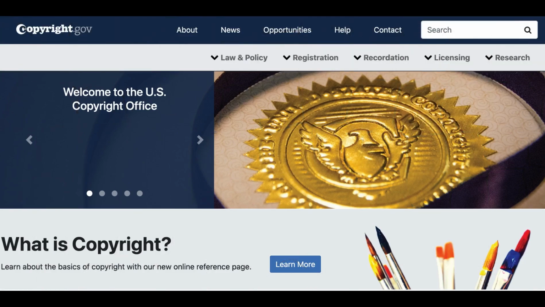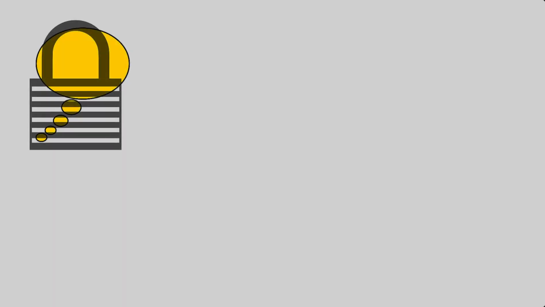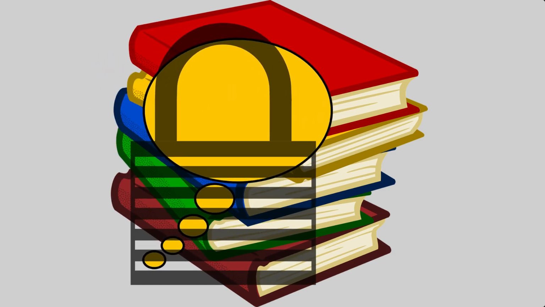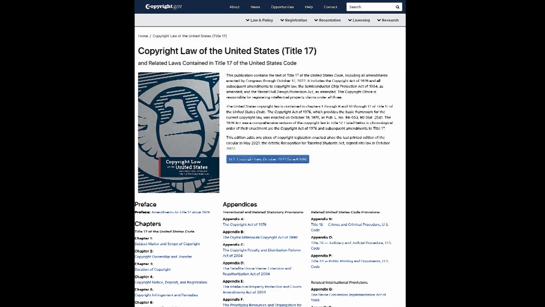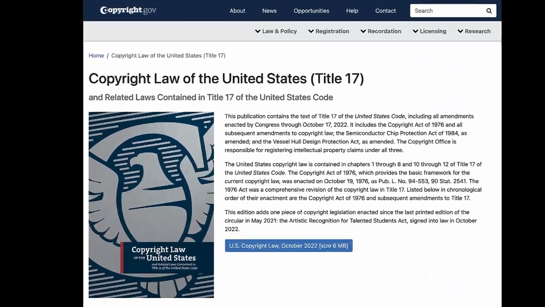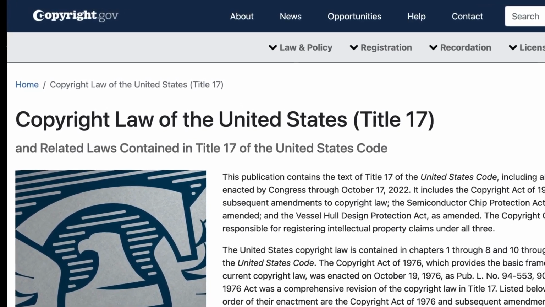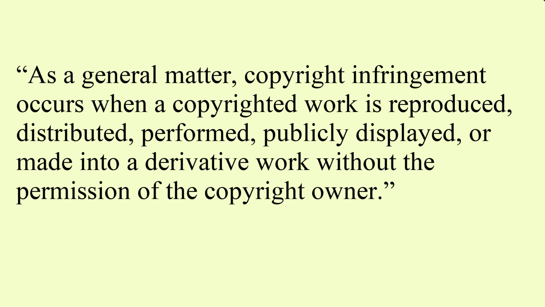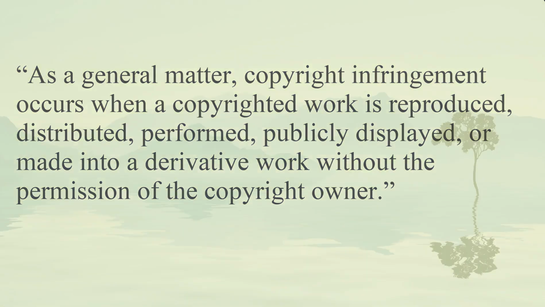First, we have the challenge of copyright law. Overall, copyright law around the world is a highly complex subject. Copyright is a type of intellectual property that protects original works of authorship as soon as an author fixes the work in a tangible form of expression. Quoting from the U.S. Copyright Office, as a general matter, copyright infringement occurs when a copyrighted work is reproduced, distributed, performed, publicly displayed, or made into a derivative work without the permission of the copyright owner.